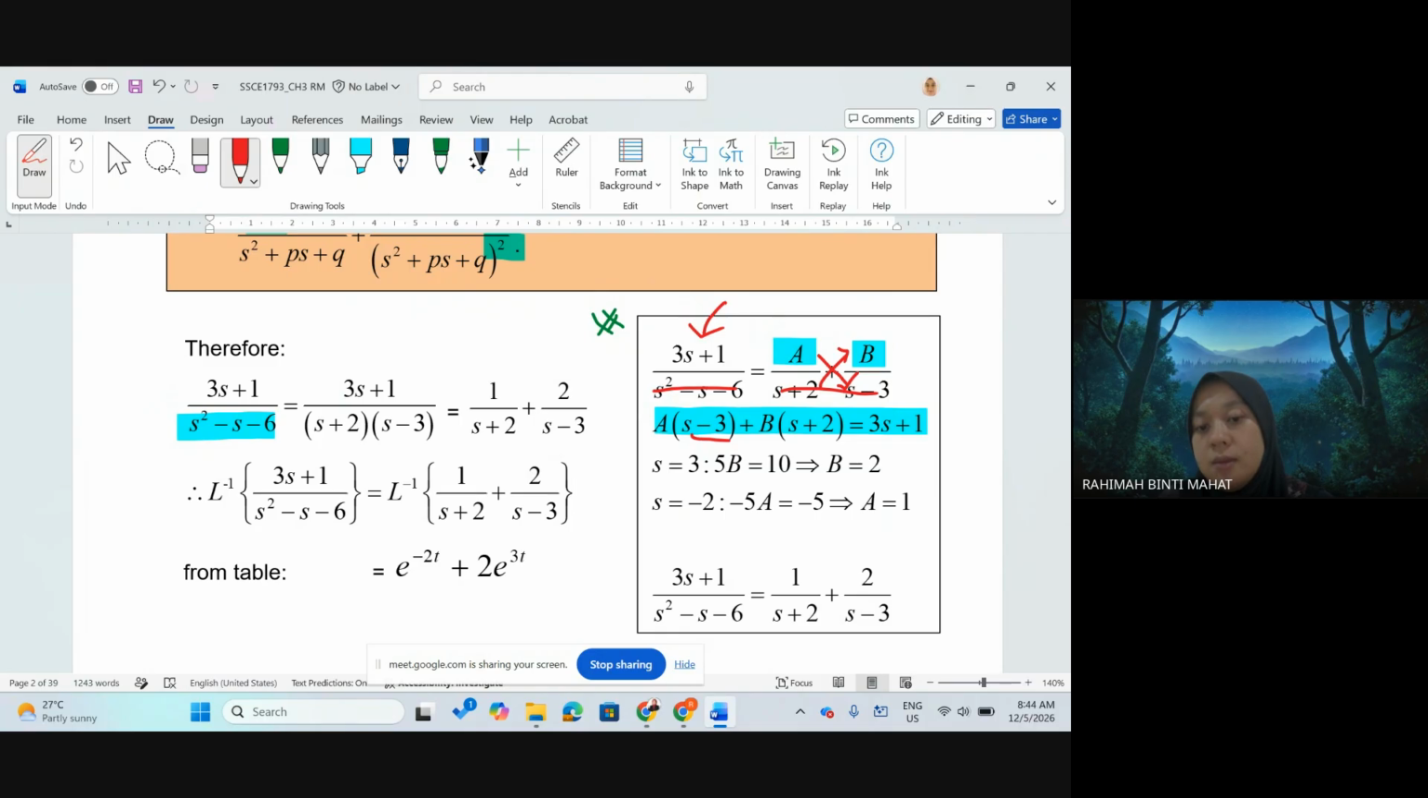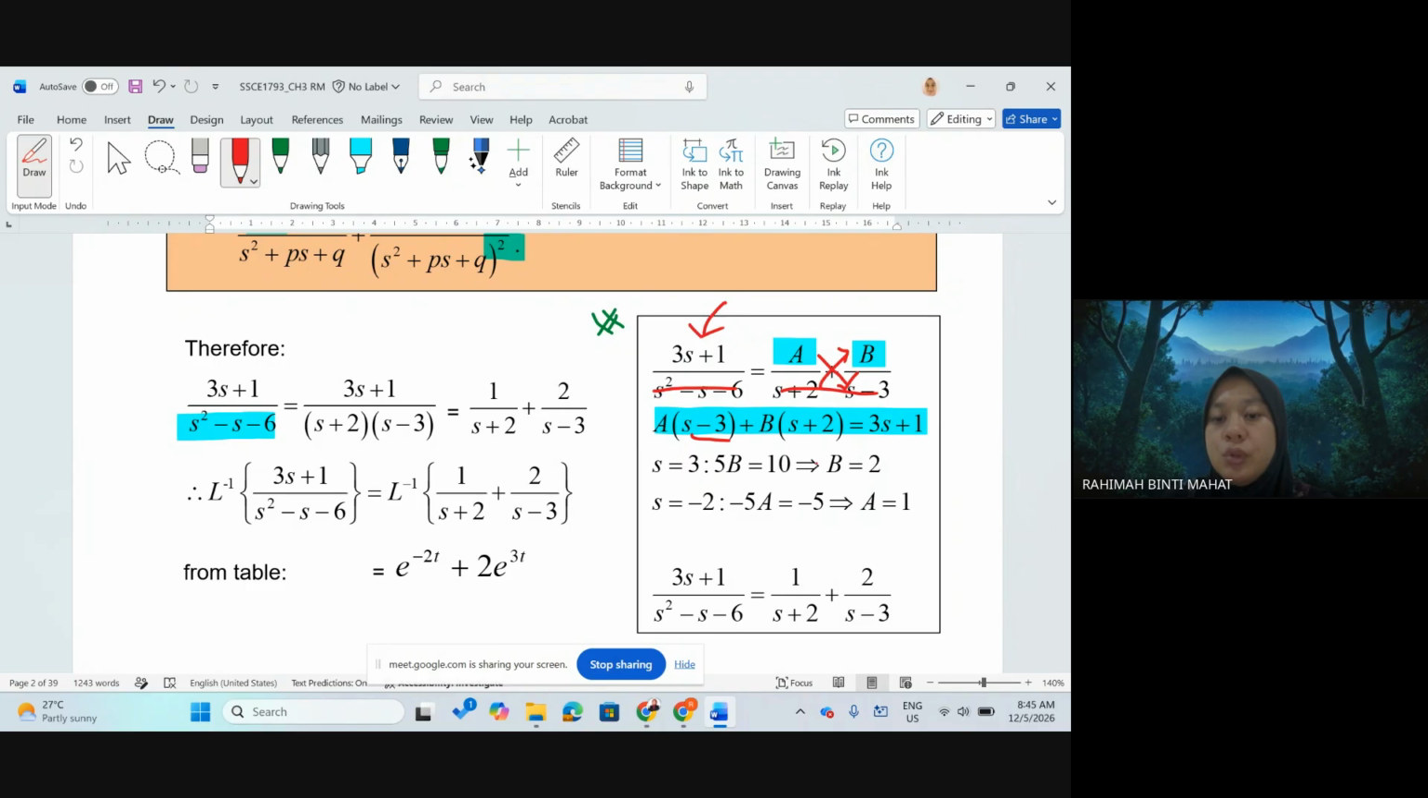You need to make sure that the value of s you substitute will get 0. So for the first term, we want to make sure that the other term is equal to 0. So the value of s is equal to 3, where 3 minus 3 is equal to 0. So you can eliminate the value of A and you can just get your B here. By using s is equal to 3, B is equal to 2.